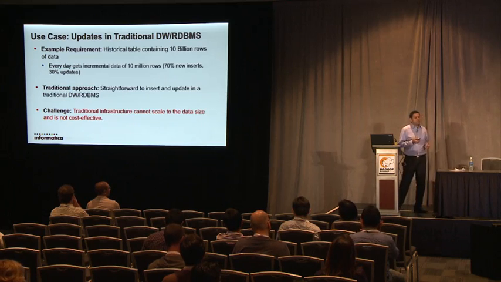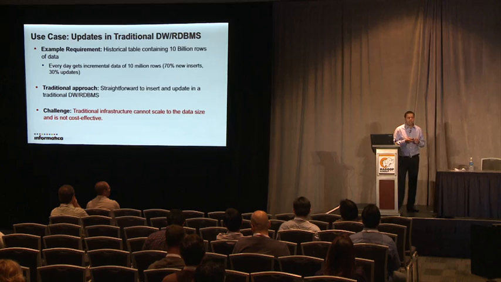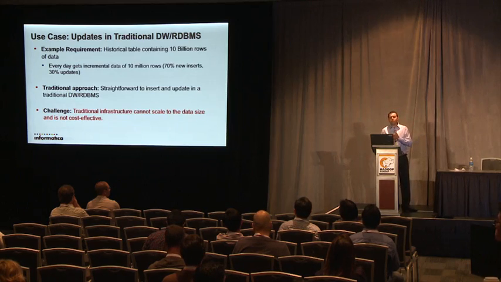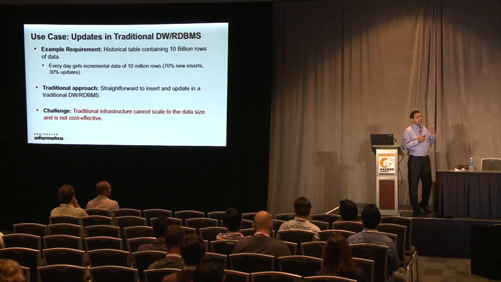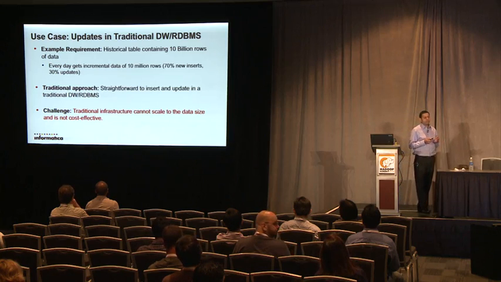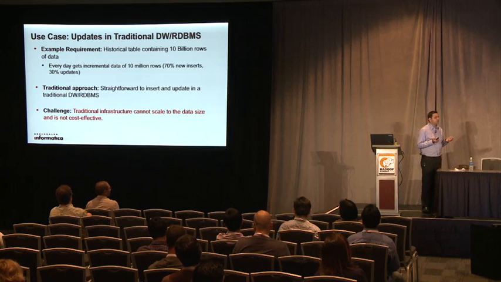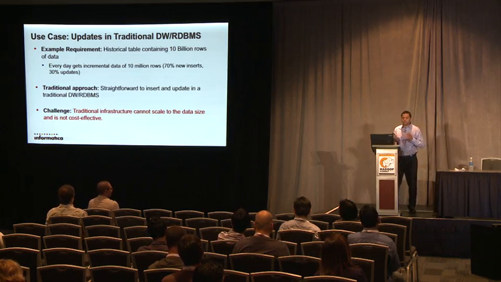But here, let's take an example, right? So let's say you have a historical table, which is a 10 billion row table, right? So you load it one time into your Hadoop environment, great. Now next time, obviously you're bringing new data, let's say incremental data, which is 10 million rows. And from the incremental data, let's say 70% are new inserts, and 30% are your updates, right? So insert is fine, updates, we need to look at it.